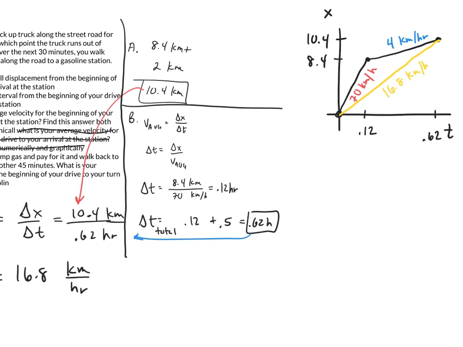It's the answer we just got, right? Remember, it's the average velocity. It's this number right here. There was no work necessary for that to come. Now, we can verify graphically that the slope of this is definitely 16.8 kilometers per hour by doing 10.4 divided by 0.62. But we did it already.